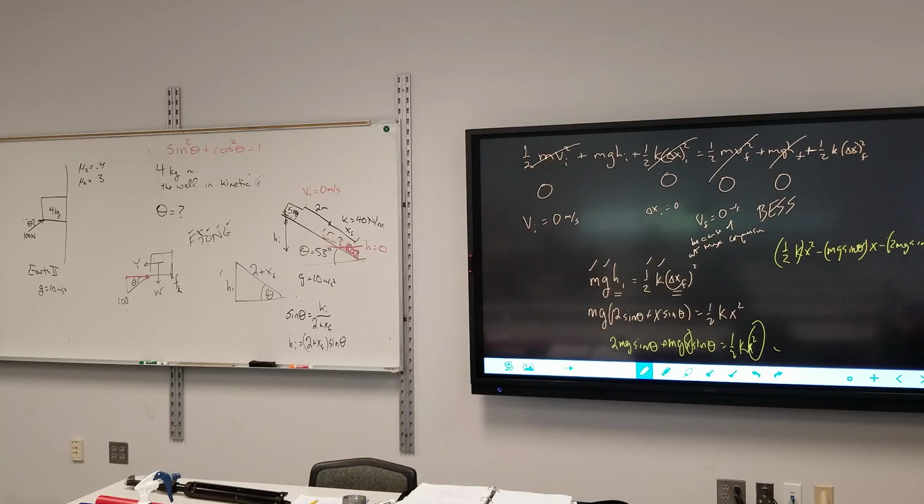Plug and chug. And again, if you don't know the quadratic formula, it should be on the first page where I have all the other formulas. Or if I forget, ask. So x equals mg sine theta plus or minus the square root of (mg sine theta) squared minus 4 times 1/2 k times negative 2mg sine theta, over 2 times 1/2 k. I am really running out of room there.